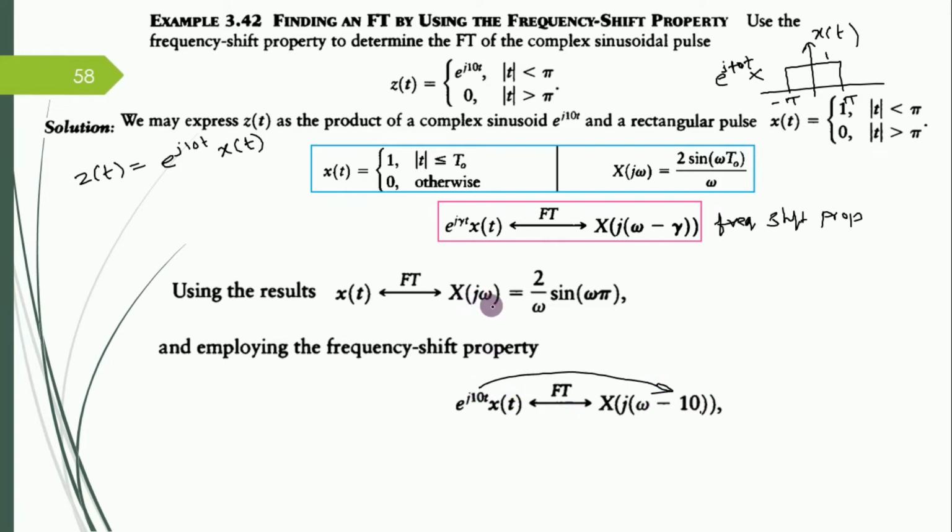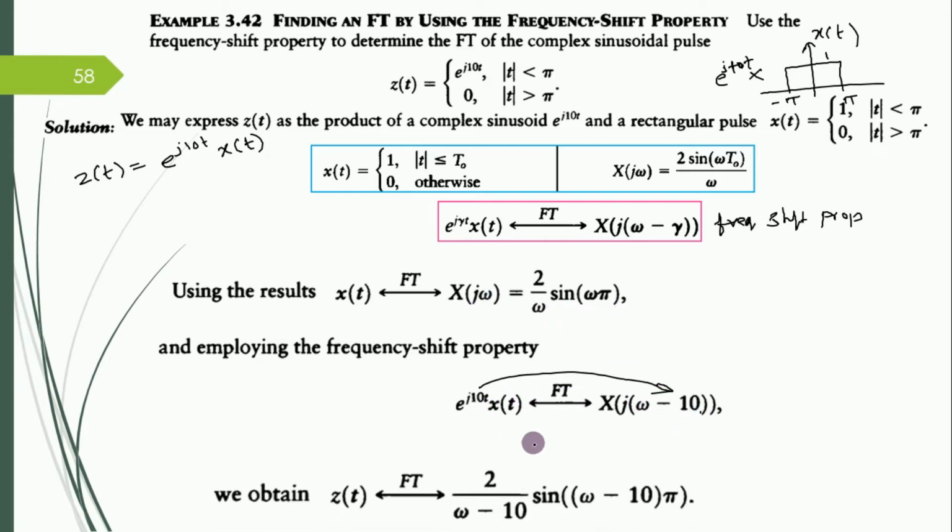Now X of j omega is here. Replace omega with omega minus 10 everywhere. So that's your answer: 2 divided by omega minus 10, sine of omega minus 10 times pi, with pi as it is. This is your answer for the Fourier transform of the complex sinusoid pulse.